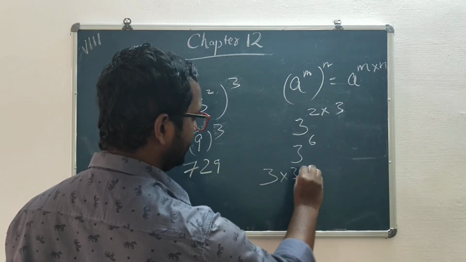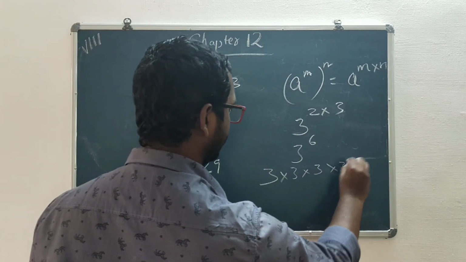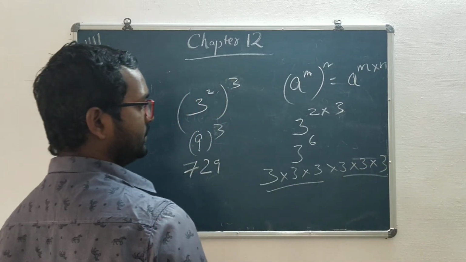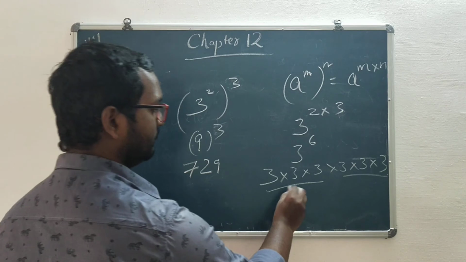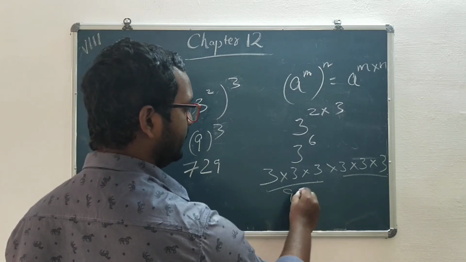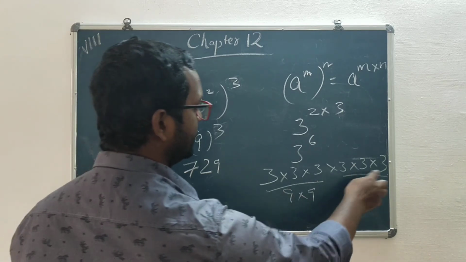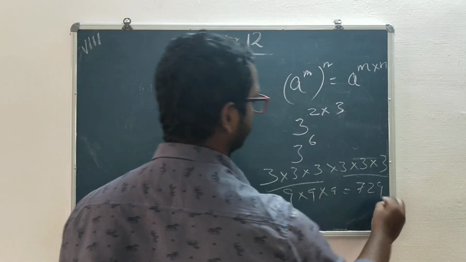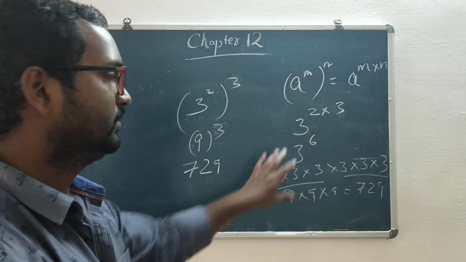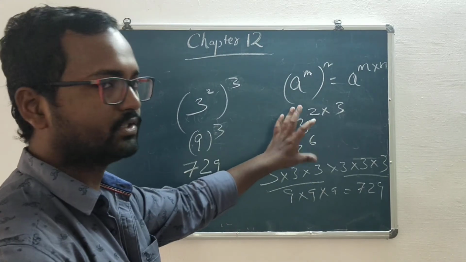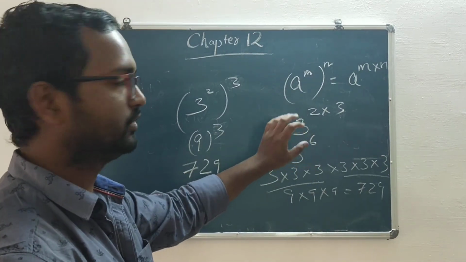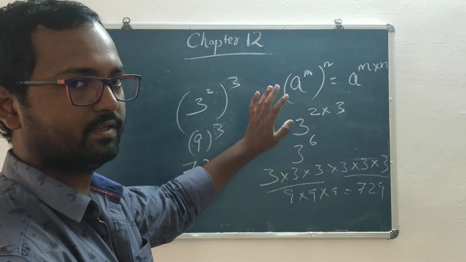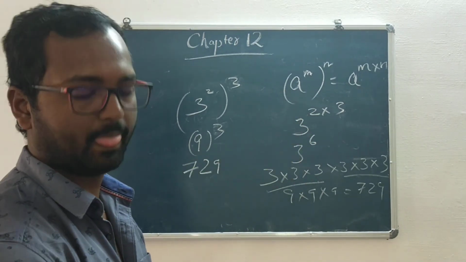3 into 3 into 3 into 3 into 3 into 3. So see, 6 are there. 3 into 3, 9. This 3 and this 3, again 9. This 3 and this 3, again 9. 9 into 9, 81 into 9, 729. Okay. So this is a little shortcut method, you could say. A shortcut formula to find. This formula will be used extensively in this chapter.